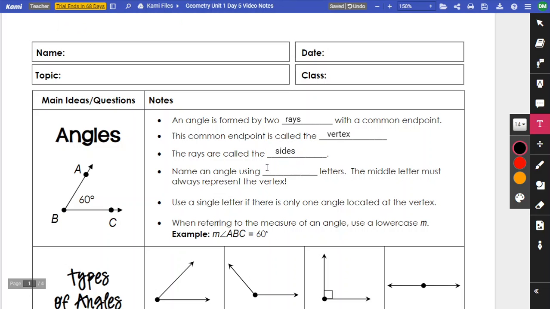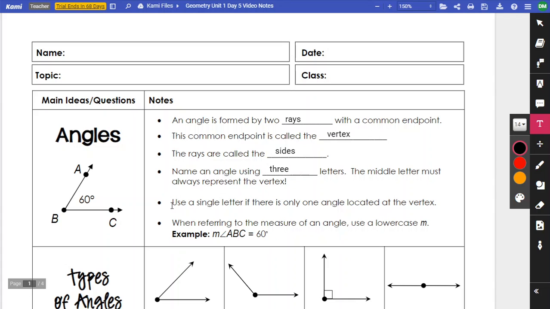We can name an angle using three letters. The important thing though is that the middle letter must be the vertex, has to be. So over here we could call this angle ABC, or we could call it angle CBA. They both mean the same thing. But what we can't call it is BAC or ACB. That B has to be the middle letter, the vertex.